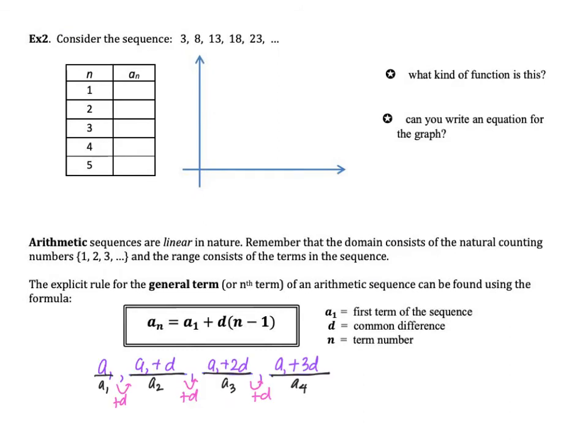So moving on to example 2, it says consider the sequence 3, 8, 13, 18, 23. So remember 3 is the first term. So when you plug in a 1, we're going to get a 3 because that's my first term. When I plug in a 2, I get my second term. Then I get my third term, my fourth term, my fifth term. If I was going to graph that, I would graph 1 and then up 3. Or I would graph 2 and up 8. Or 3 and up 13, right? So this is 3, then this is 8, then this is 13. When I graph 4, I get 18. When I graph 5, I get 23.